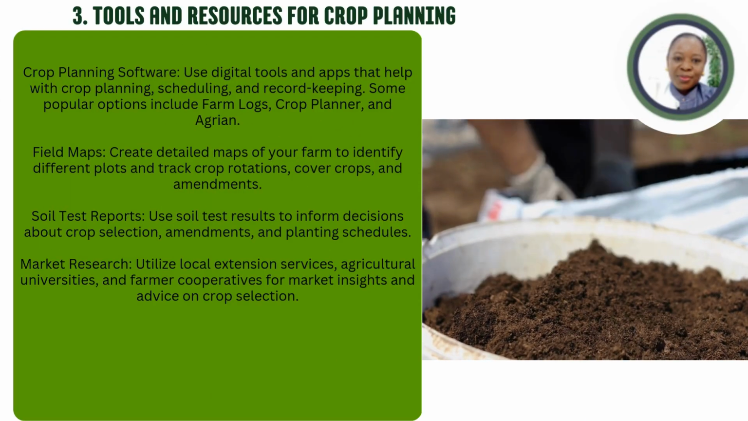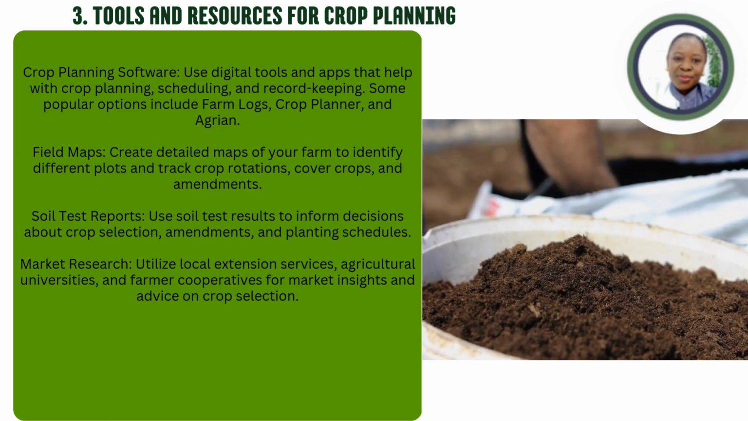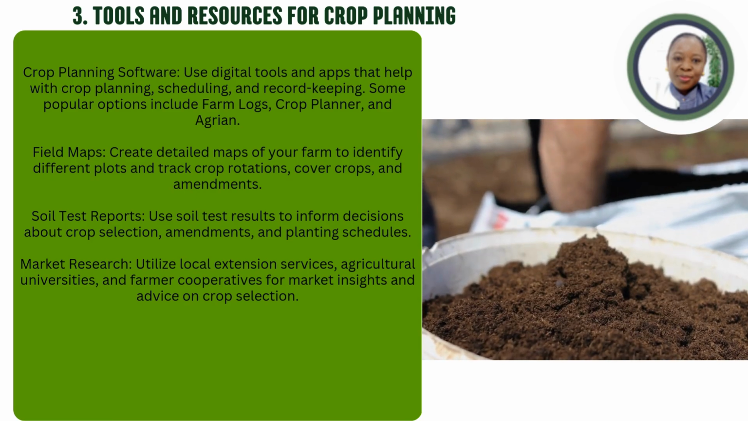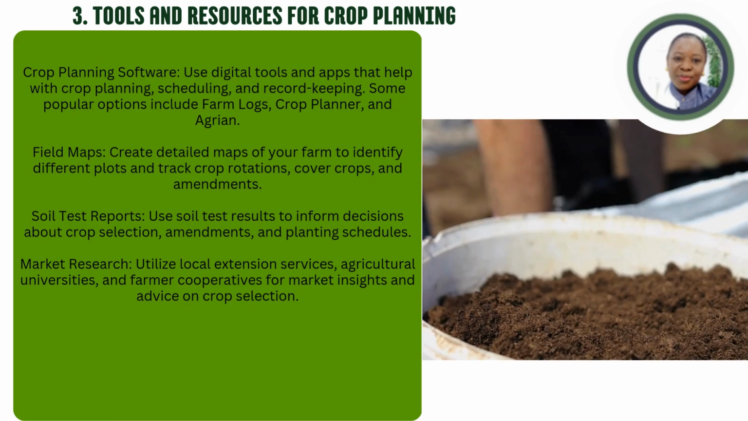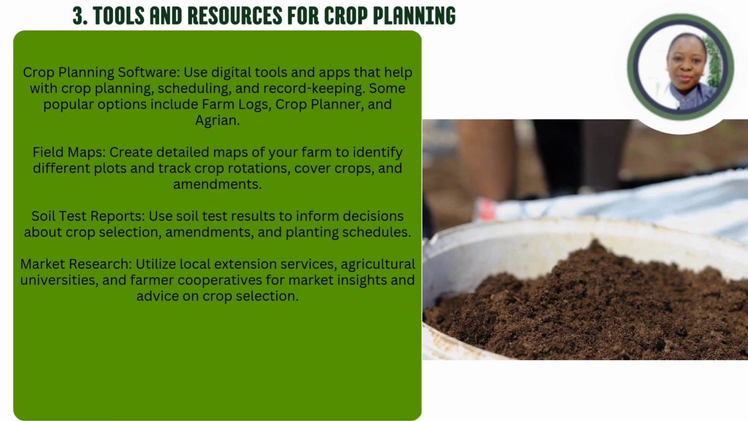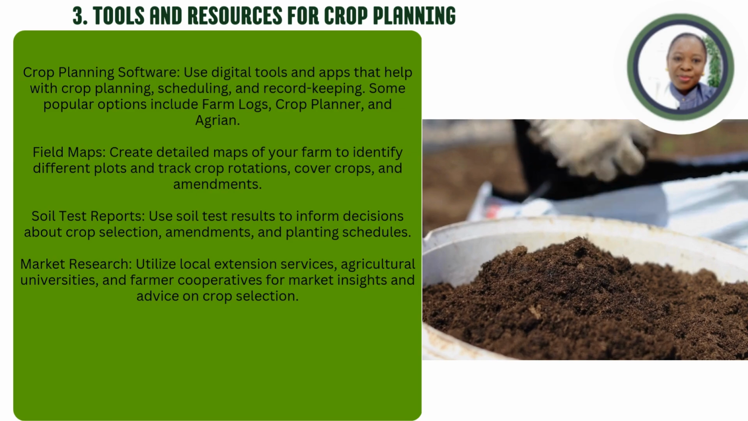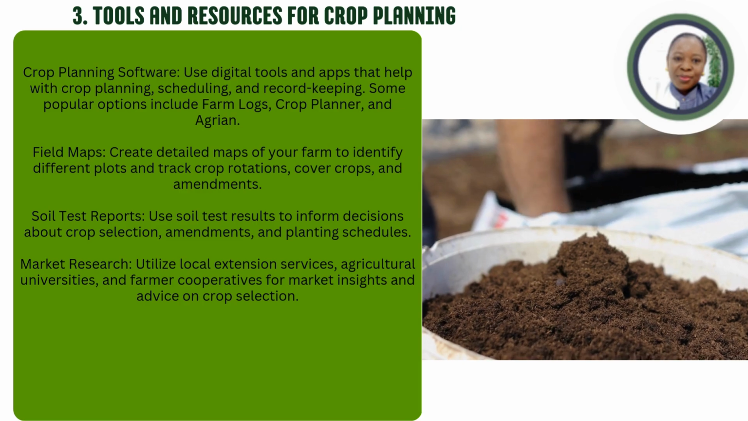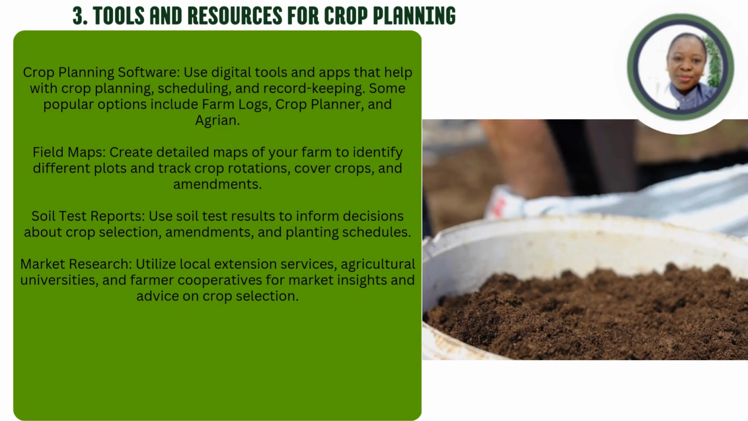Crop planning software. You can use digital tools and apps that help with crop planning, scheduling, and record keeping. Some popular options include FarmLogs, Crop Planner, and Agrian. Field maps. Create detailed maps of your farm to identify different plots and track crop rotations, cover crops, and amendments. Farm mapping is a project in this training.